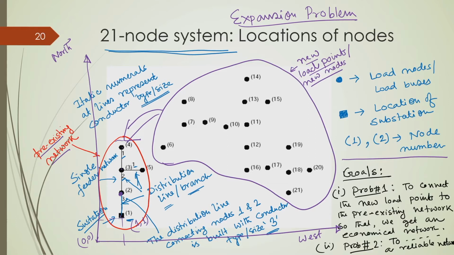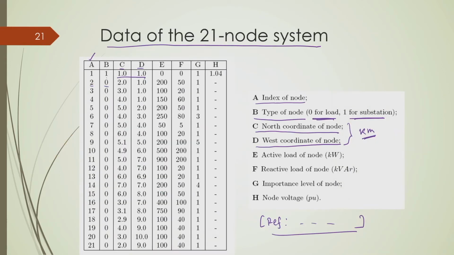Okay. So, with this physical coordinate system you can find out the distance between these two nodes. You can easily find out what the distance is between these two nodes, what the distance is between these two nodes, and so on. You can find this out with this coordinate system, that is from C and D. Okay. And E and F represent the power demand of nodes.